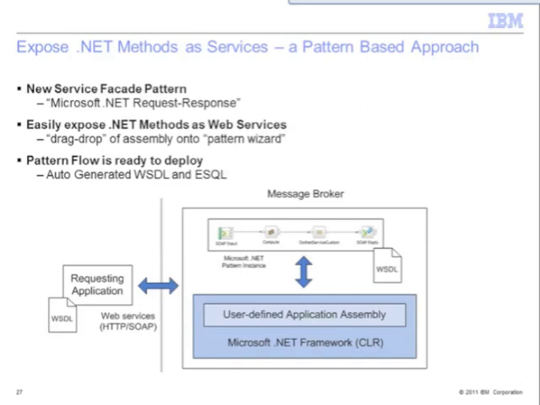The whole of the flow is generated through the pattern. So you can see here an example of the flow. The SOAP Input node starts the flow, with the SOAP Reply node at the end of the flow. The message will come in. It will automatically be validated. The ESQL compute node will be used to invoke that .NET method.